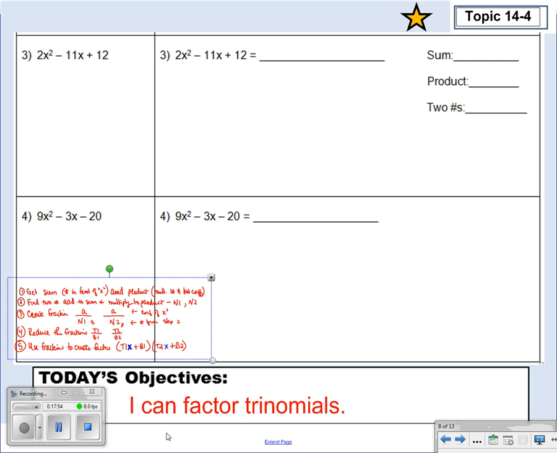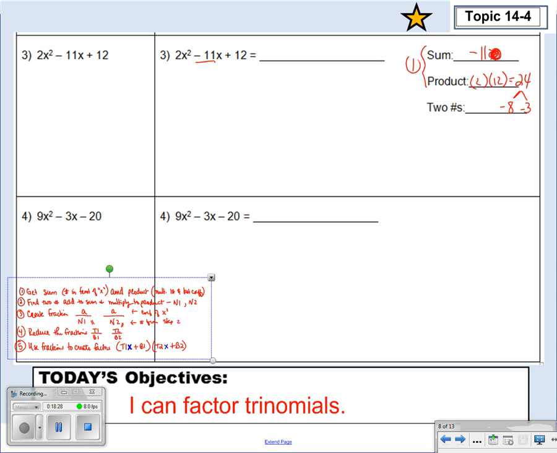Okay, we're going to do number 3. Our sum is the number in the middle, negative 11. Our product is 2 times 12, that's 24. So I'm looking for two numbers that multiply to give you 24, but add to give you negative 11. Our two numbers are negative 8 and negative 3. Again, if you cannot remember those two numbers or how we found them, refer back to topic 14-2.